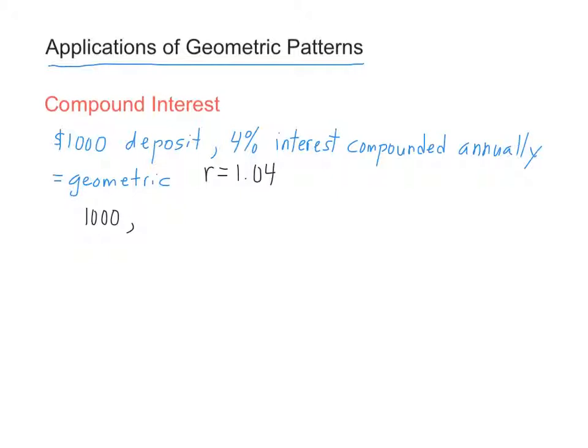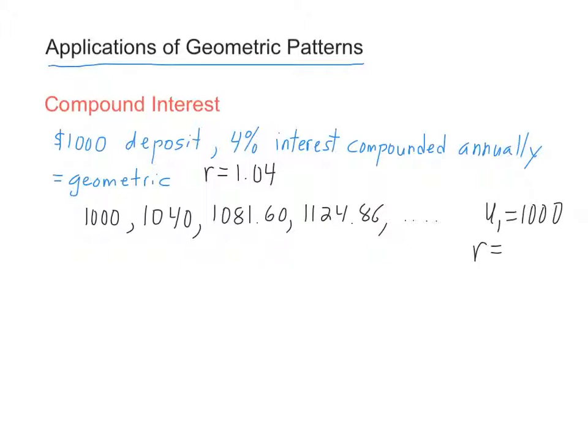So the next term would be 1,040. If you took that amount and multiplied by 1.04, you'd get 1,081.60, okay? If you took that and multiplied by that number again, you'd have 1,124.86, and so on. So it's important to understand here that we're talking about our first term of 1,000.